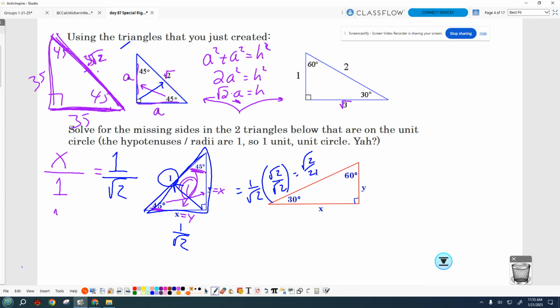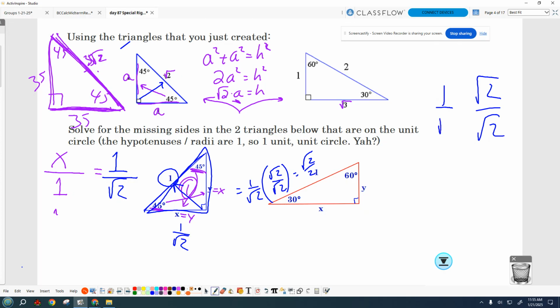Jack, is square root of 2 over square root of 2 equal to 1? No? Brianna? That's 1? Okay. I'm allowed to multiply by 1. It's a weird looking 1, but it's 1.